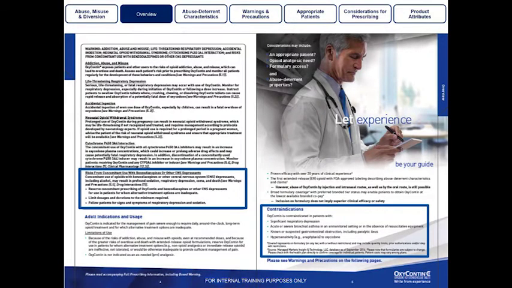Page 4 of the CVA contains the boxed warnings and the adult indications and usage. The contraindications are now located on page 5.